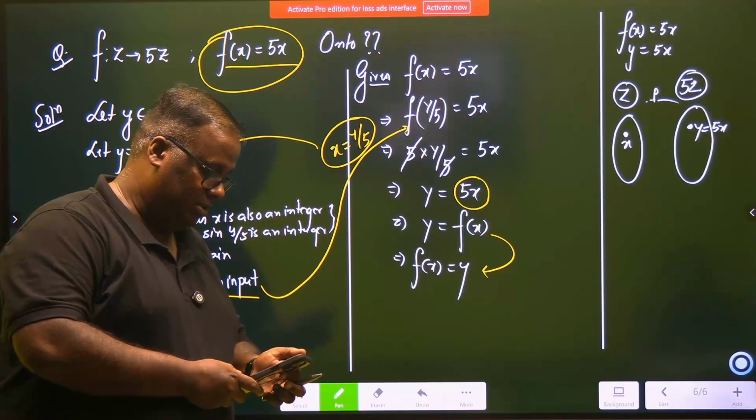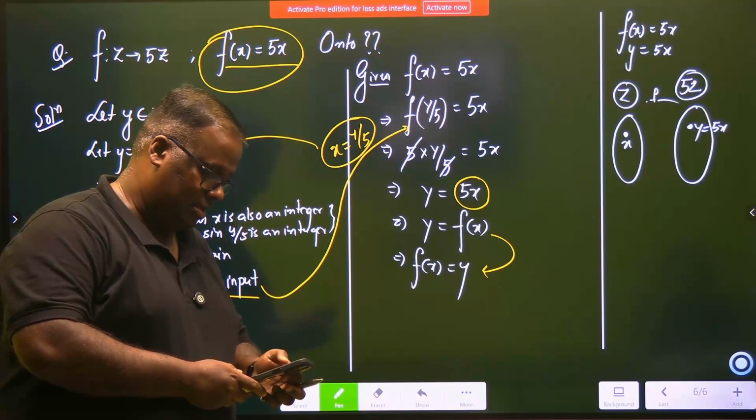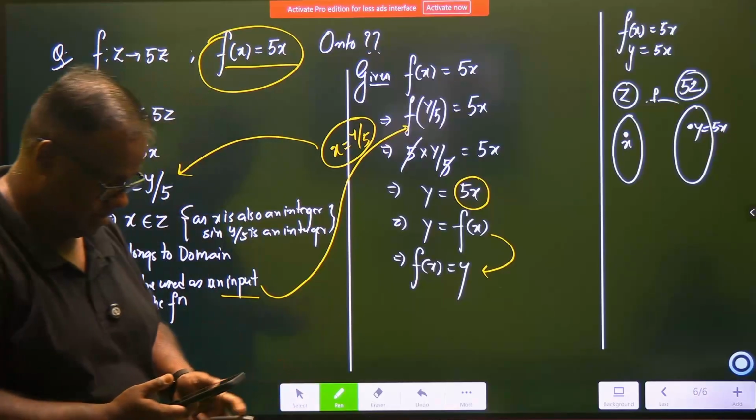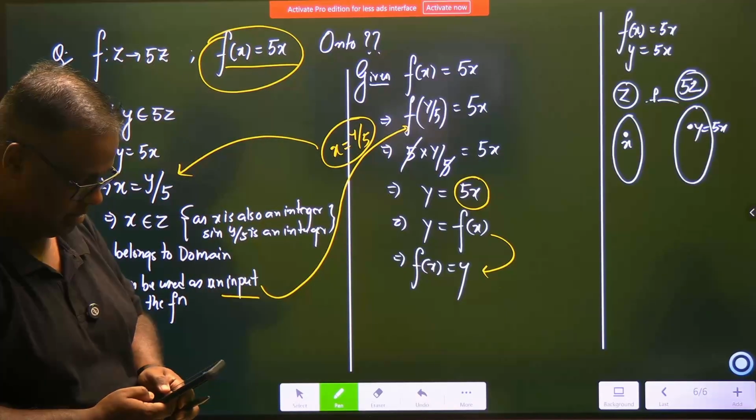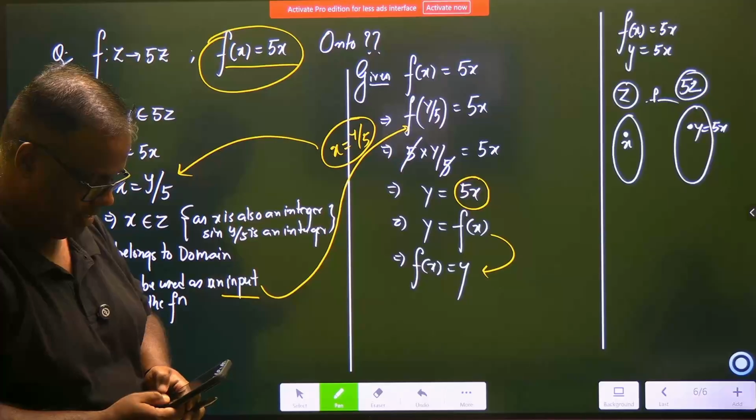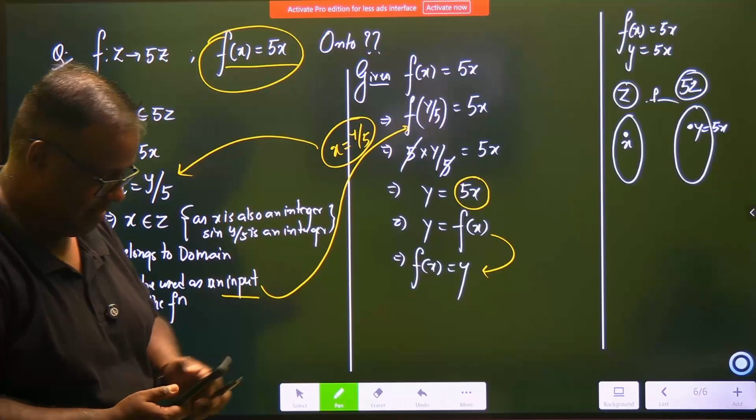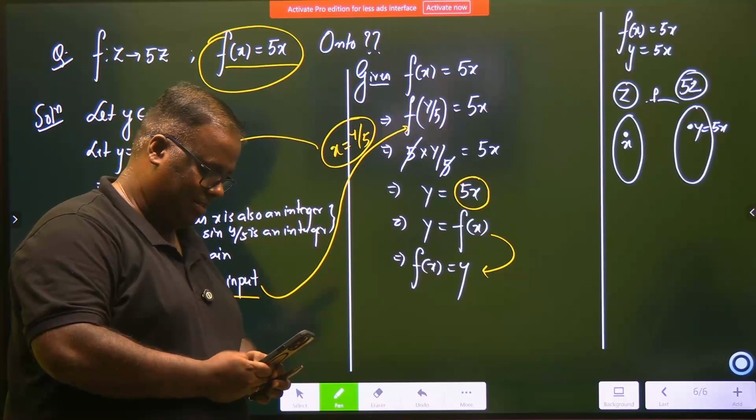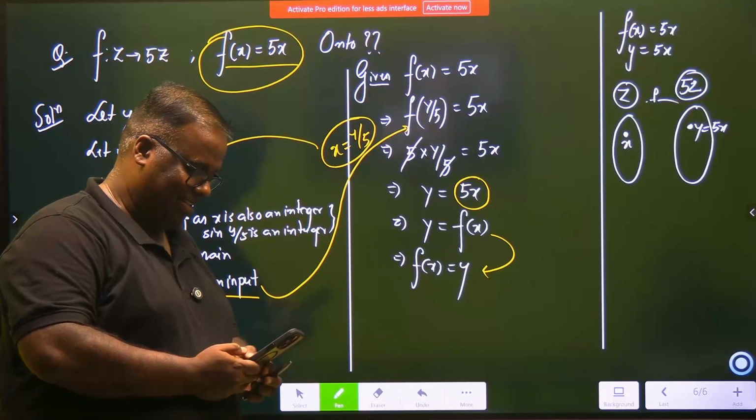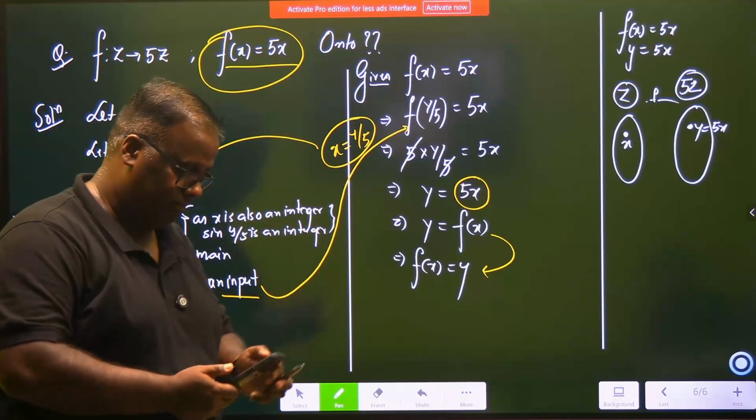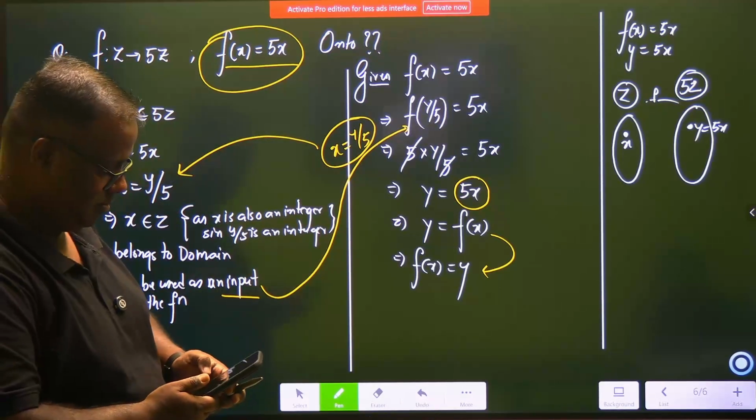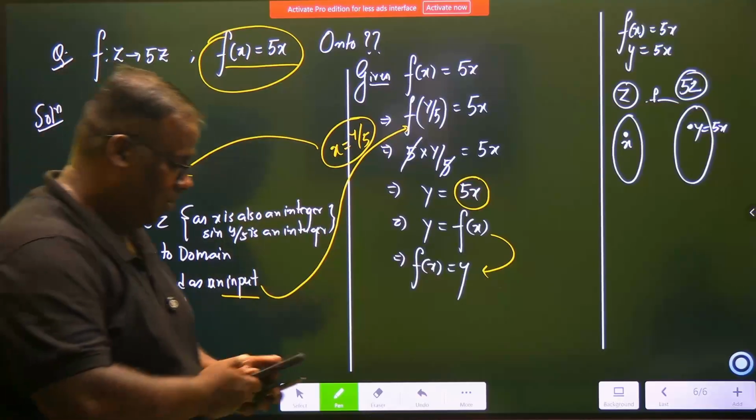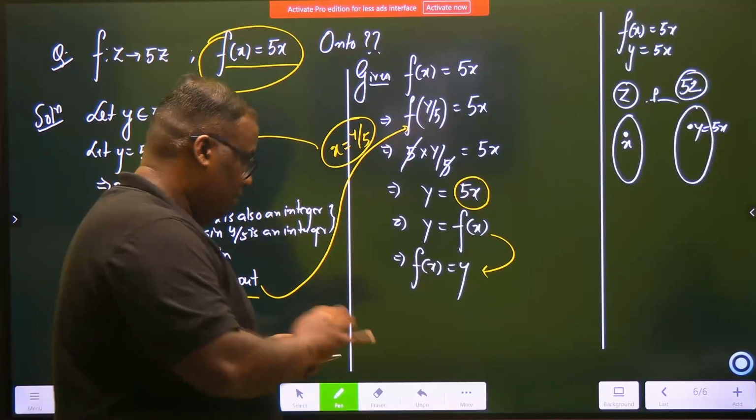What has happened to this? Okay. Chalo, our next problem for surjective.